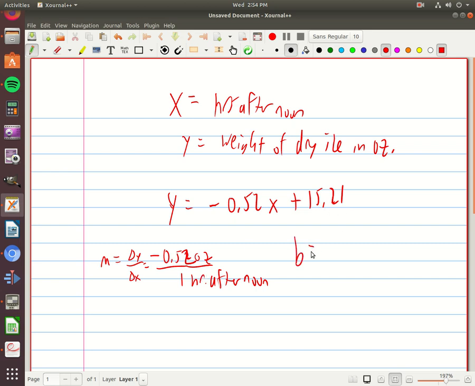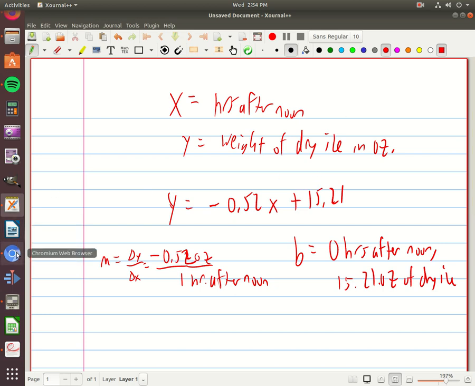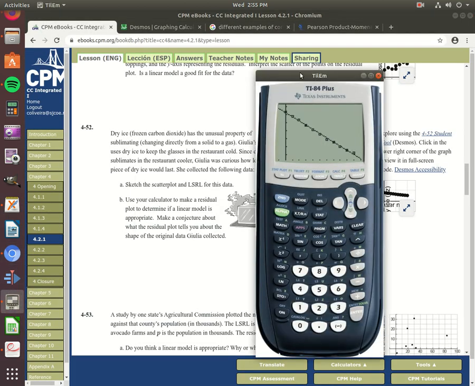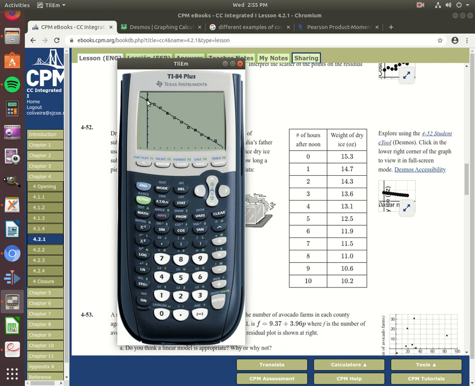And what about my y-intercept? If I have 0 hours afternoon, meaning how much ice I started with, I started with 15.21 ounces of dry ice. So that makes a lot of sense. All right. Again, it doesn't ask us to do this, but I always want us to do this. I always want us to know what we're talking about because I think it makes everything more clear when we look at it. So when we look here, hey, I started with 15.21 ounces and I am losing essentially a half an ounce every hour afternoon.